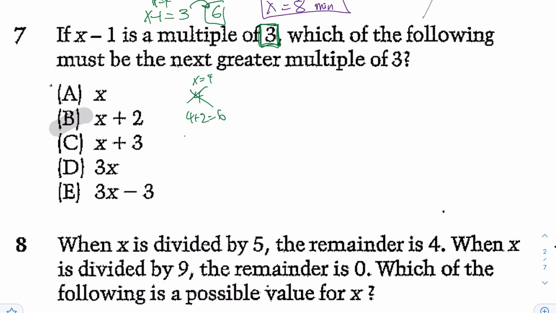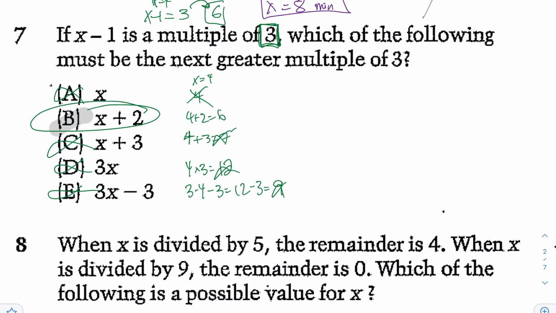For choice C, you have 4 plus 3, that's 7, so that's wrong. Choice D, you have 4 times 3, or 3 times 4, which is the same thing. That's 12, and that's too much. And for choice E, you have 3 times 4 minus 3, and that's 12 minus 3, or 9. And that's not equal to 6, so that's wrong. So the answer has to be choice B. So what you can do here is substitute in, make x equal to 4, and then see which one of the choices is equal to 6.